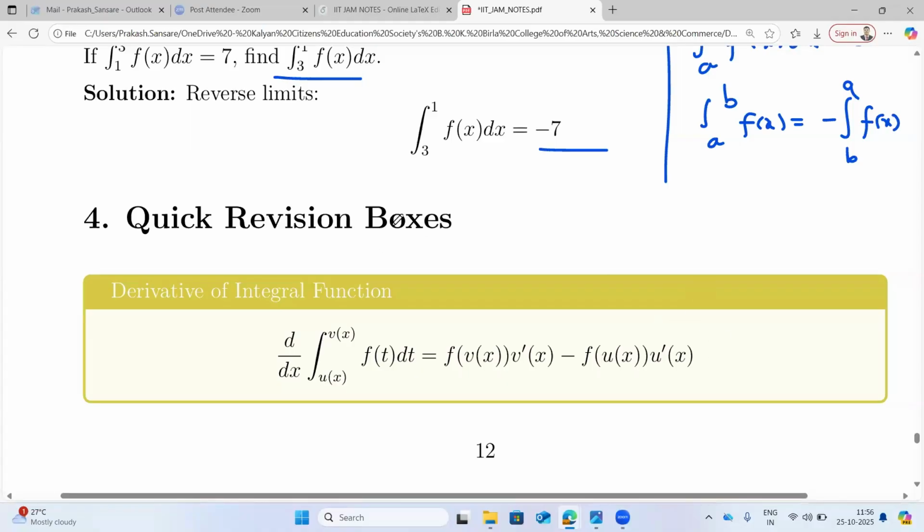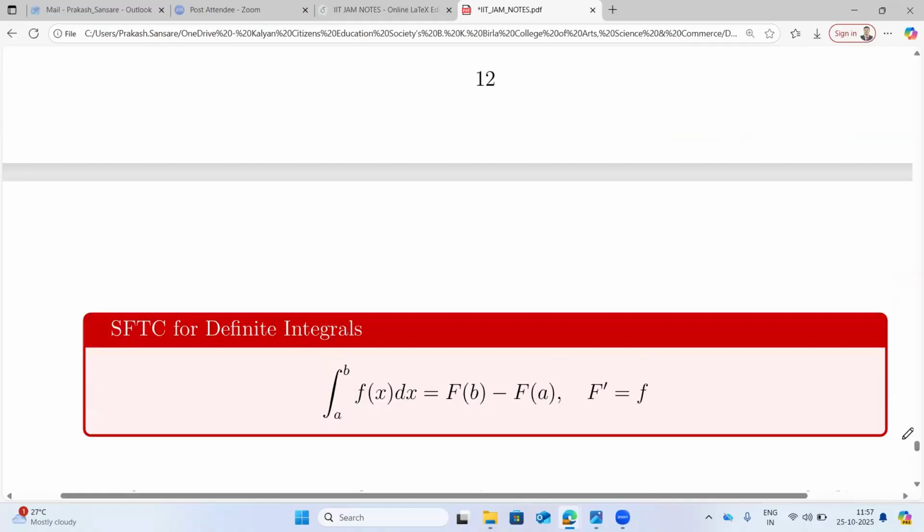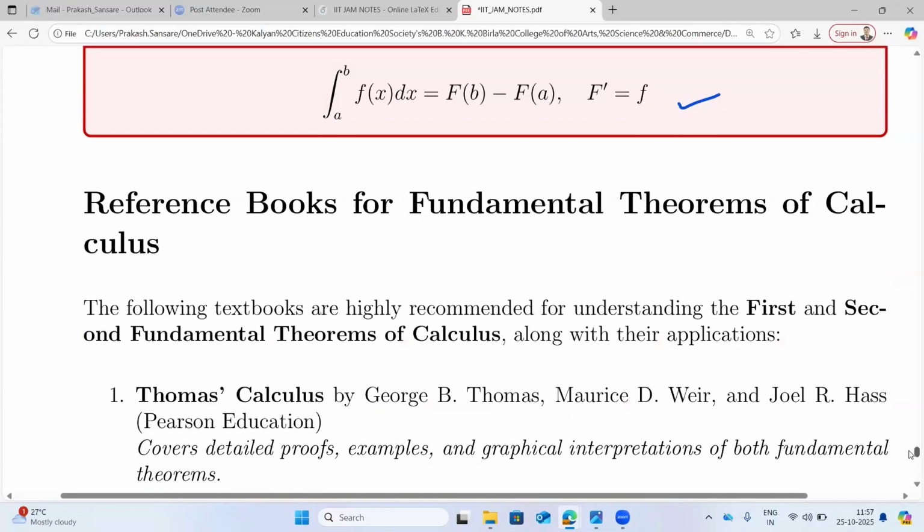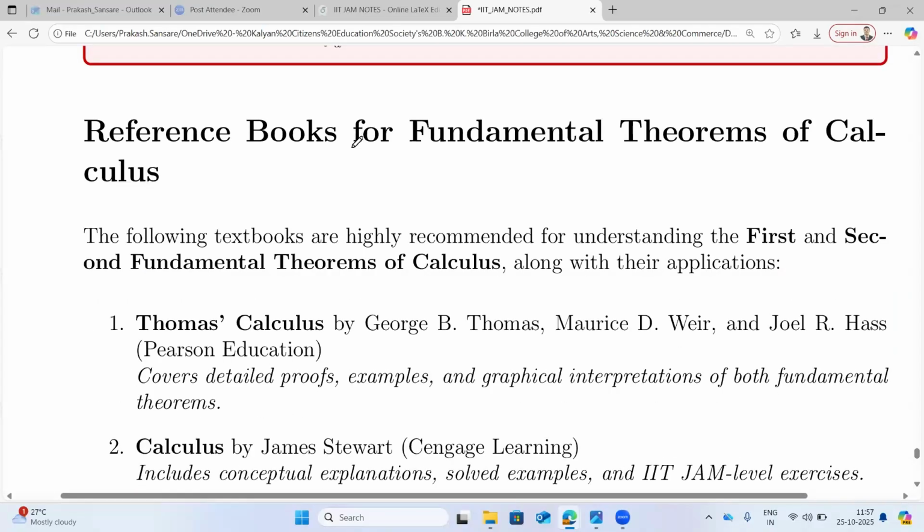Here is a quick revision of what we have done so far. This is a very important formula. If you know this formula, you can easily solve, even orally, problems based on the fundamental theorem of integral calculus. And the second fundamental theorem of integral calculus formula we have seen. And these are some references which we had.